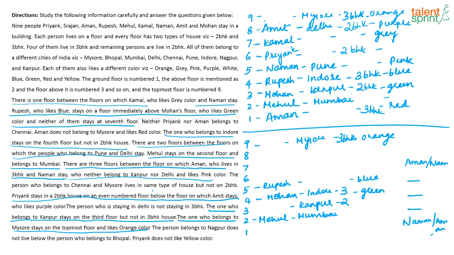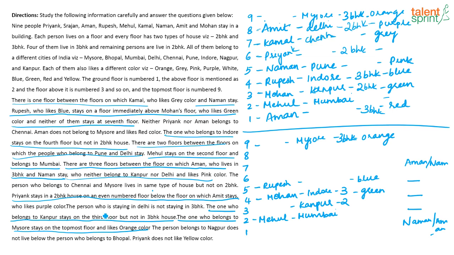Now what information is given about Chennai? The person who belongs to Chennai and Mysore live in the same type of house, but not on a 2 BHK. So if you look at 3 BHK, we have already fixed 3 people to be in 3 BHK. So there are 4 people who stay in 3 BHK. Now, Priyank or Aman does not belong to Chennai. So Aman can't be Chennai, Priyank also can't be Chennai. So who has to be Chennai? Kamal has to be Chennai.